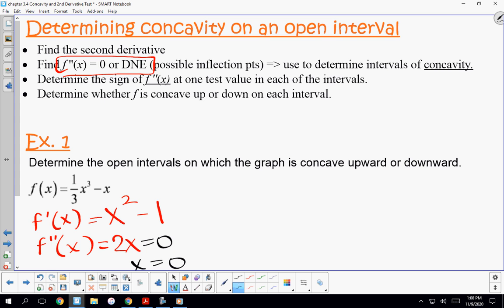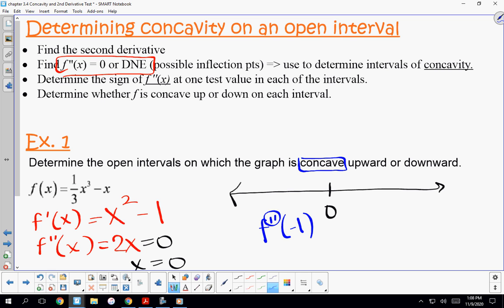So x equals 0 is a possible point of inflection. So on our sign pattern test, we're going to plug in 0. And I want to choose a test value before 0. And we're plugging it into the second derivative this time because we're looking for concavity. So if I plug negative 1 in right here to my second derivative, I get a negative. And here I'll plug in positive 1 and I'll get a positive.